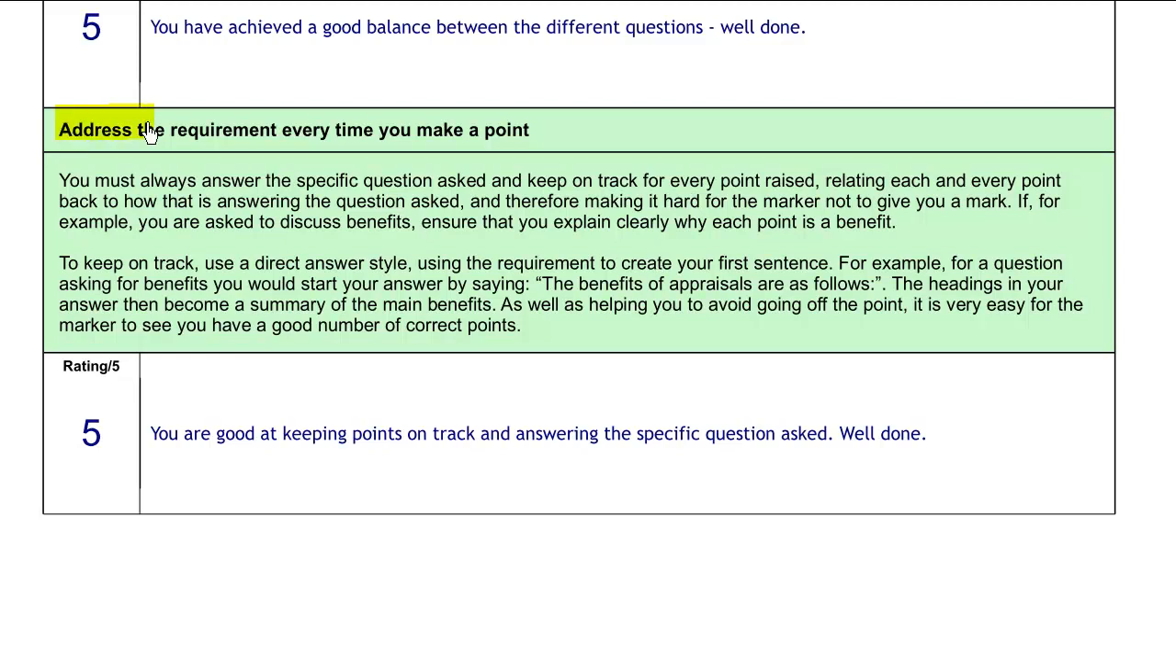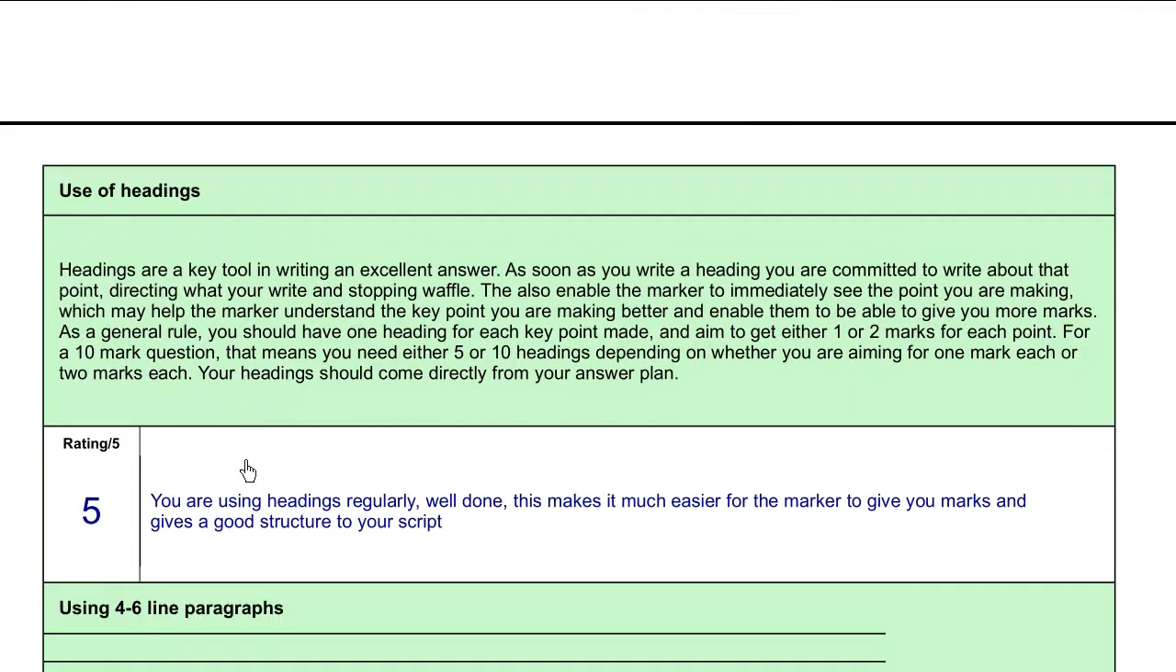Are you addressing the requirement? Of all of the things that you need to do well, that 5 marks there is probably more important than any of the others, because if you are always addressing the requirement on every single point you make, you will be answering the question and then you will be scoring good marks. Okay, and again, we'll be telling you whether you're doing that or not.